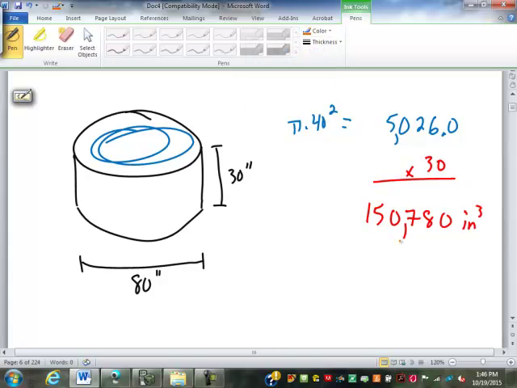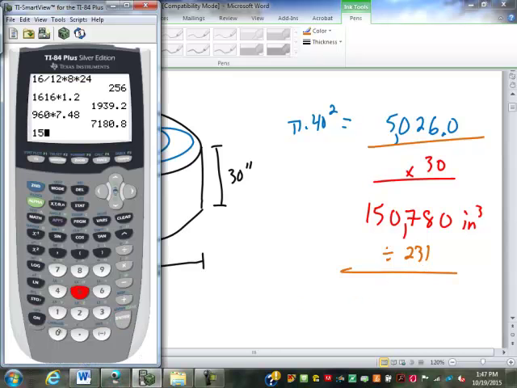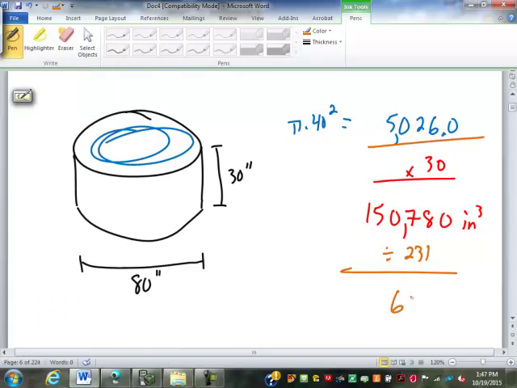Now, if we go to gallons, we divide by... 5,026 times 30, no decimal. My calculator says 150,796. You used something different, maybe because I used 5,026. That would work. So 150,780 divided by 231 cubic inches per gallon gives us 653 gallons, about 652.7.